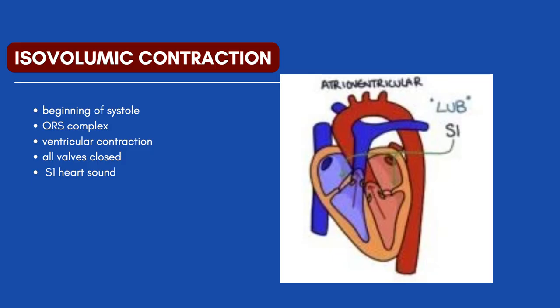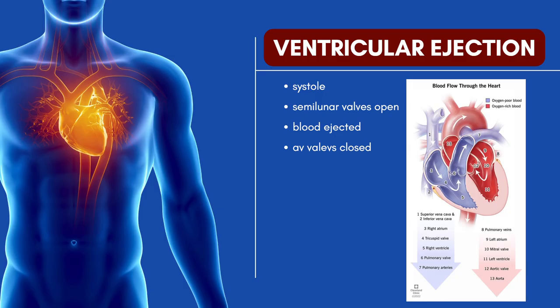So again, beginning systole. If you were looking at an EKG, this would be the QRS complex. We have the P wave, and then the QRS complex, which is the peak, and then ventricular contraction. All valves are closed, and then again, that first sound that we get from the heart.